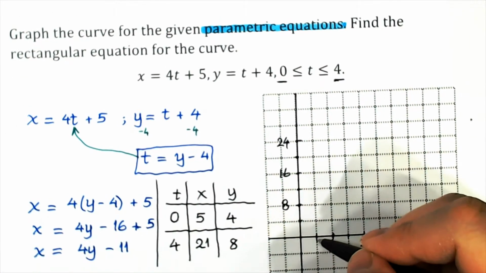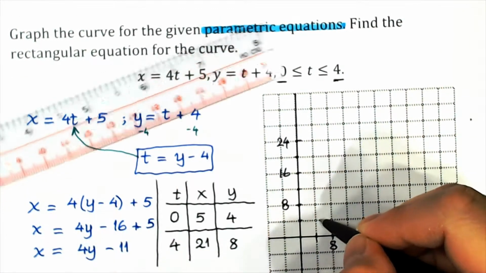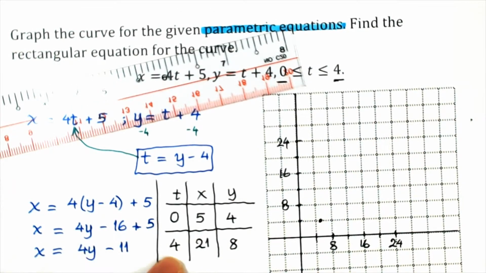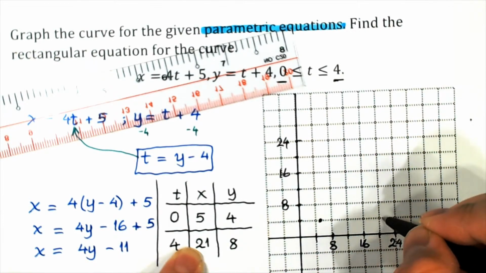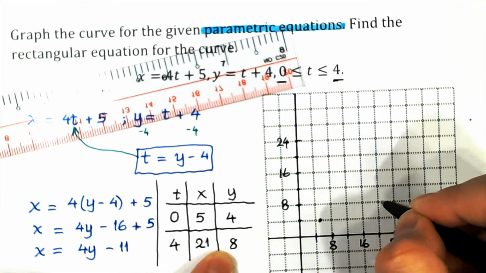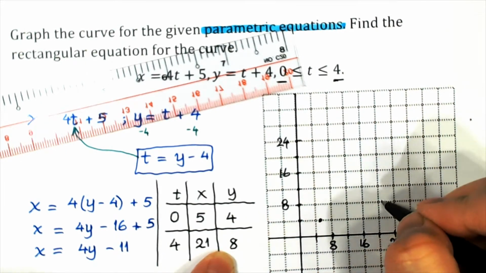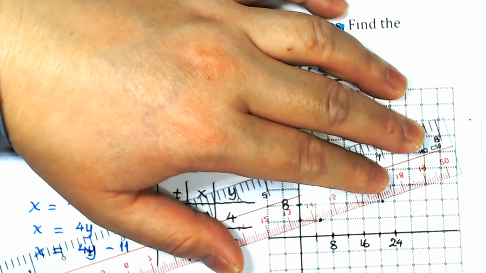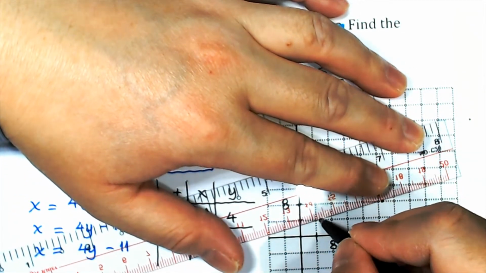X equal to 5, y equal to 4. It's going to be this point. And then when x equal to 21, y equal to 8. And so we have this line segment.